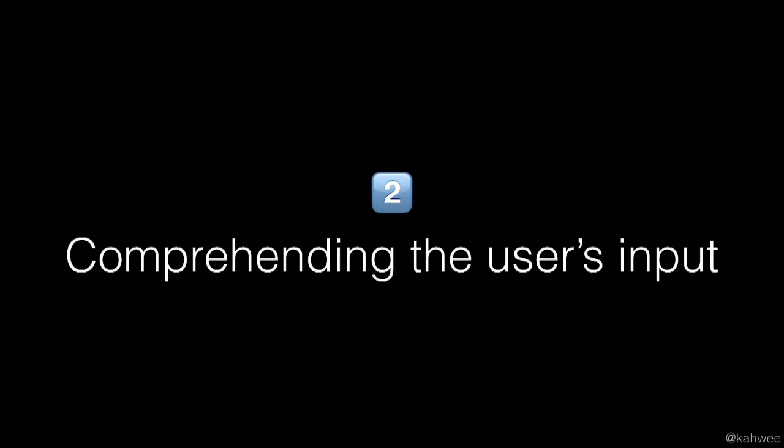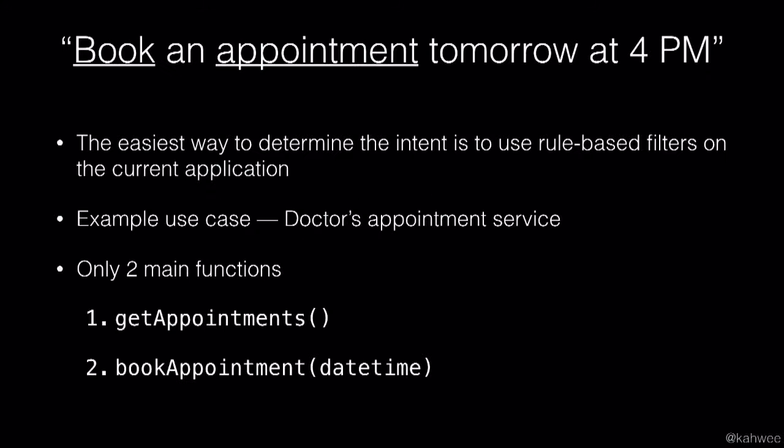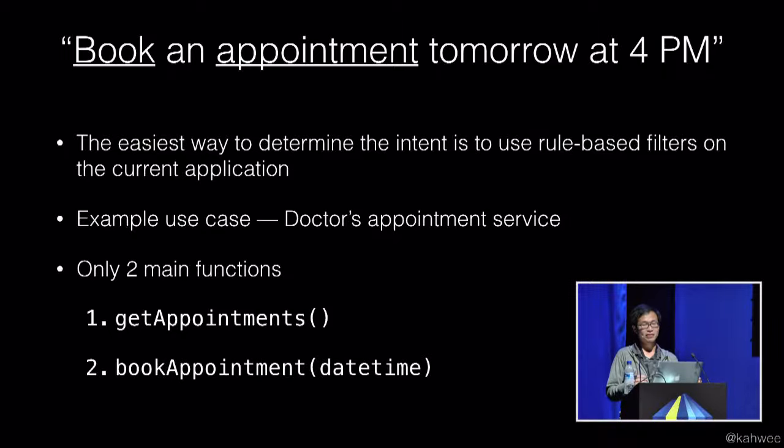And then the next is to comprehend the user's input. Let's start by imagining that we're going to have a doctor's application where you book an appointment tomorrow at 4 p.m. Using this example, you first have to discover what the intent is. In our app, we are going to have two main functions. One is get appointments, and the other is book appointments, which accepts a date and time. So how do you figure out get appointment or book an appointment as an intention?